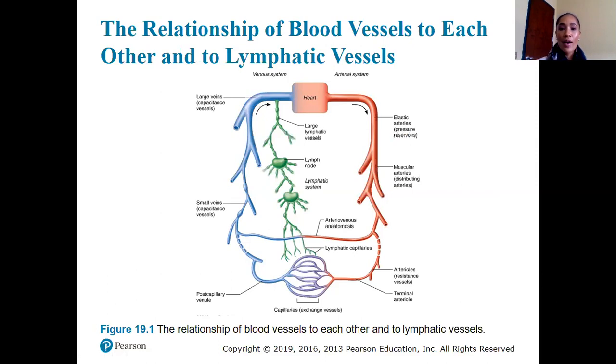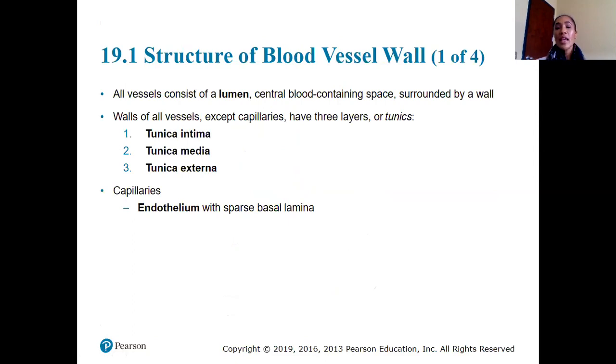Notice how our lymphatics connect in association with our blood vessels. Here we see an example of lymphatics that are attached to a vein. They will then be able to deposit their fluid into the venous system so that it can circulate back into the heart. Okay, so let's talk about the structure of a blood vessel.